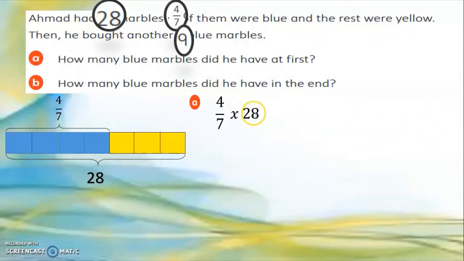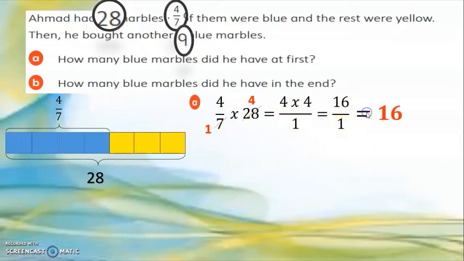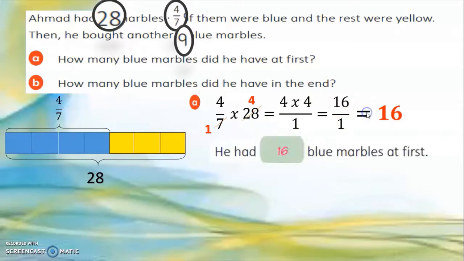So we can simplify 28 and 7 by dividing by 7. 28 divided by 7 is 4. 7 divided by 7 is 1. So we have numbers left. 4 times 4 over 1 is equal to 16 over 1 equals 16. So 16 blue marbles at first.